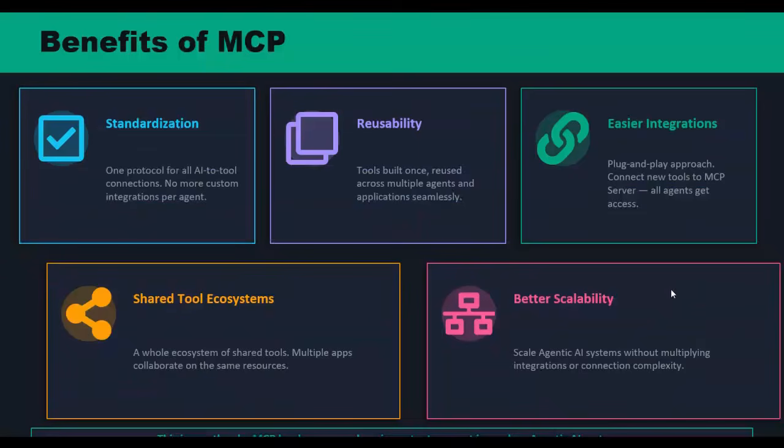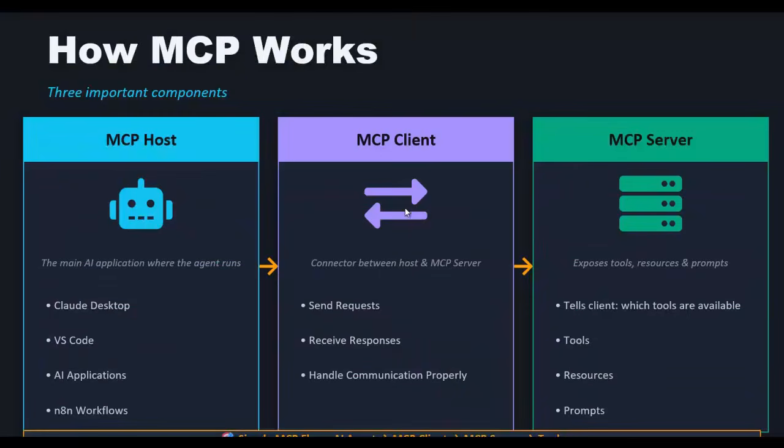Now here you can see some of the benefits of using MCP. First, standardization. One protocol for all AI to tool connections. No more custom integrations per agent required. Second, reusability. Tools built once are reused across multiple agents and applications seamlessly, right? That you can understand through this architecture. Agent to MCP client to MCP server. The MCP server has many tools.